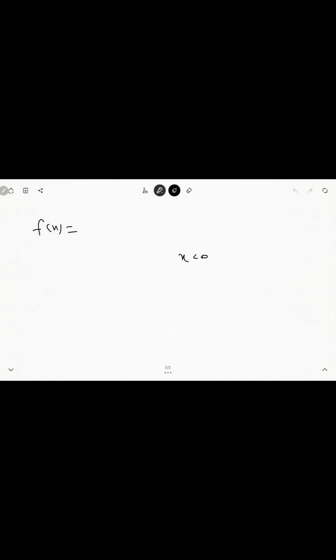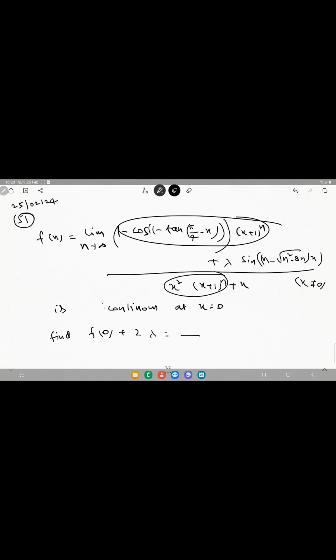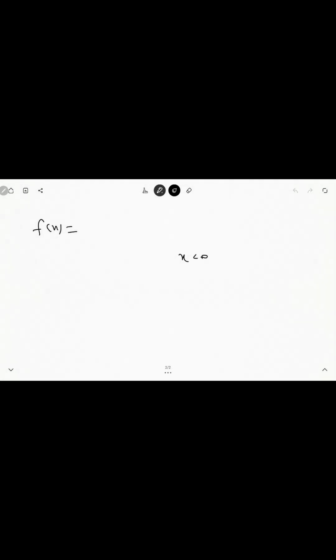So f of x, suppose x less than 0. x less than 0 means this is some fraction. Suppose x is minus 0.1, we are getting 0.9 power infinity, the limit will go to 0, therefore it is 0. This also will be 0. So we are only having this part, correct? So let me write here lambda into sine of 4x by x.